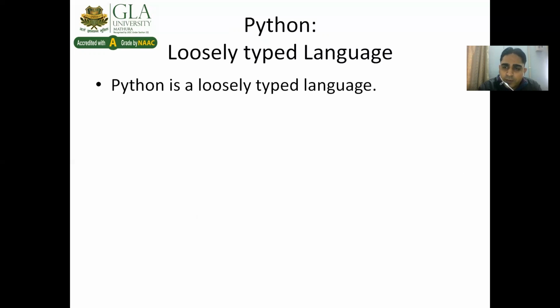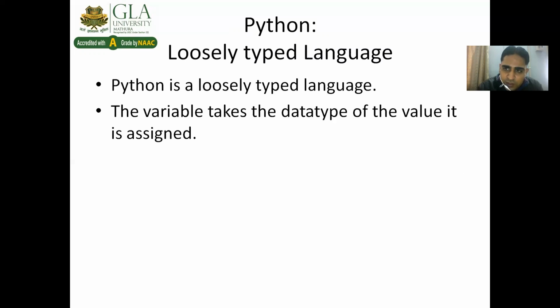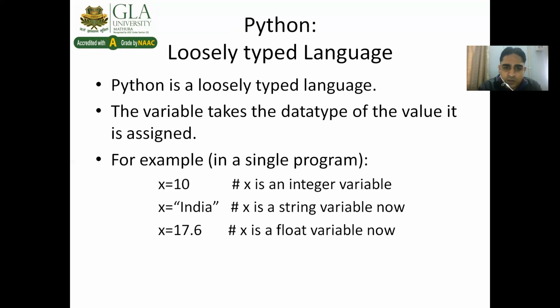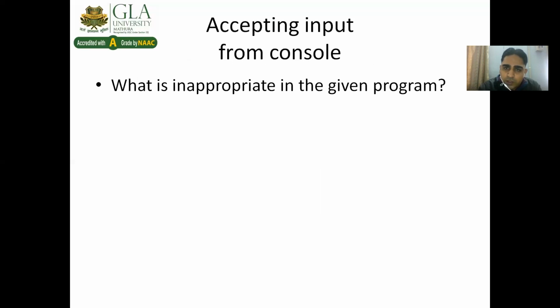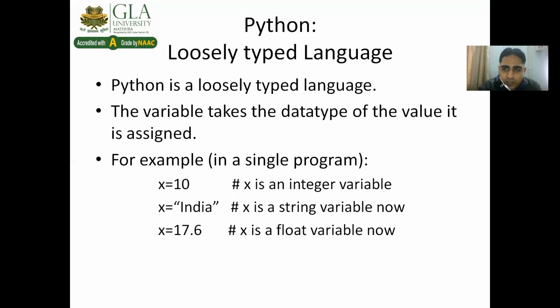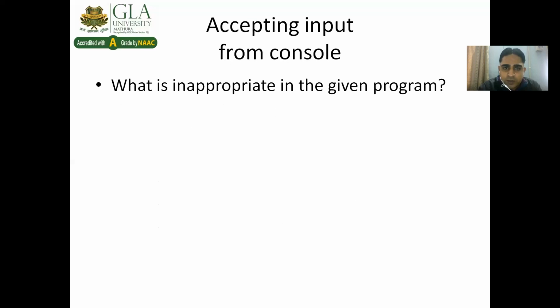Python is actually a loosely typed language. Means if I'm changing the data type of the value that I'm assigning to a variable, the data type of the variable also gets changed. Like in this case, I'm writing x equal to 10. So initially x is an integer variable, but as soon as I wrote x equal to India in the same program, the data type of x became string. And as soon as I wrote x equal to 17.6, x was changed to having data type float. So it is actually a loosely typed language. Whatever data type you are giving, it takes the data type of that only.